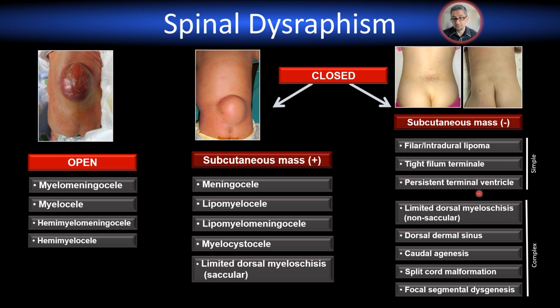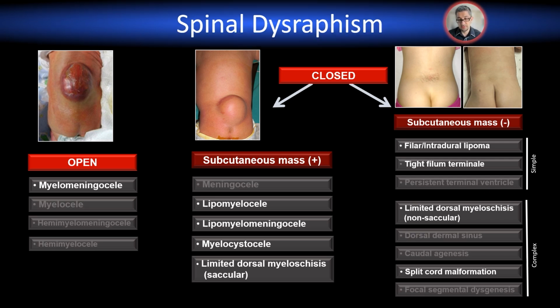And in the closed spinal dysraphism without a subcutaneous mass, they may have a simple dystrophic state or a complex dystrophic state, as you can see here. In this lecture, I'm going to focus on these anomalies only.